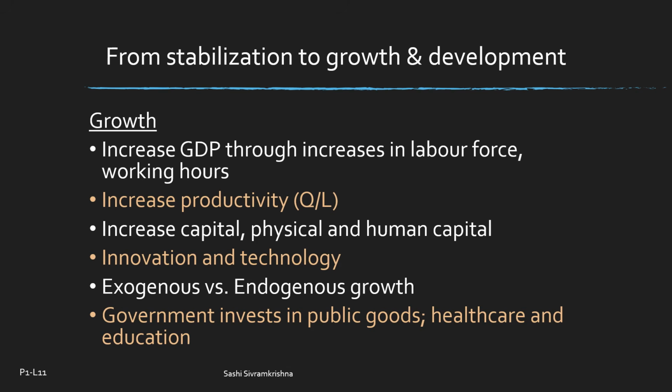So if growth can be endogenous, then the government can focus on providing public goods, including healthcare and education, and leave innovation and technology to the private sector. And this is very similar to the classical school of thought, as we have seen earlier, that the government focuses its attention only on the provision of public goods rather than managing the business cycle, or in this case, managing growth.